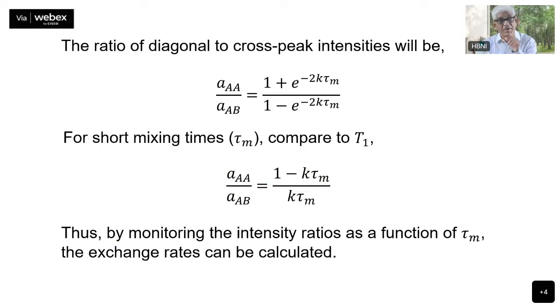Therefore, by measuring the ratio of the intensities of the diagonal and the cross peaks, you can actually estimate the exchange rate. So this is very important information. Monitoring the intensity ratios as a function of tau m, you can calculate the exchange rates.